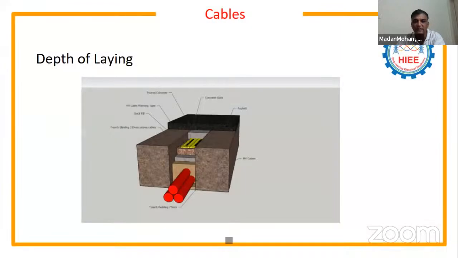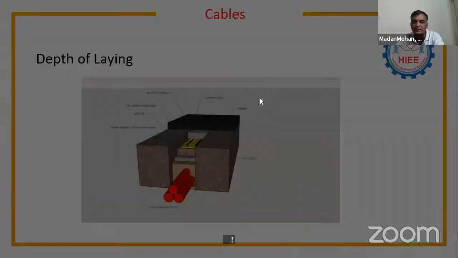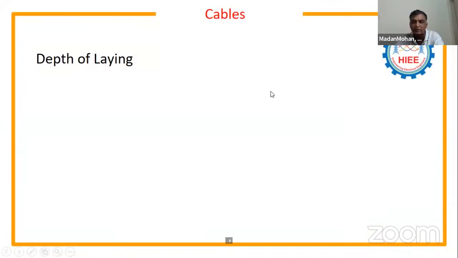Once the group rating factor is done, then what is the depth of laying? Depth of laying means the minimum depth at which you have to lay the conductor to maintain the conductivity. The depth of laying generally depends upon the voltage level. Generally for low voltage application, LV cables, the depth of laying should be 750 mm below the ground. This is very, very important, guys. So for LV cables, we lay the cables 750 mm below the ground.